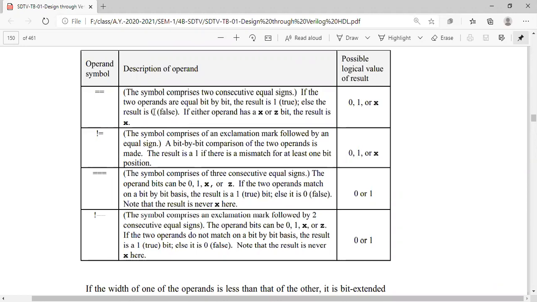Okay. If A is of 4 bits, that means A of 3, A of 2, A of 1, A of 0, and B is of 4 bits, B of 3, B of 2, B of 1, B of 0, then A of 0 will be compared with B of 0, A of 1 with B of 1, A of 2 with B of 2, and A of 3 with B of 3.